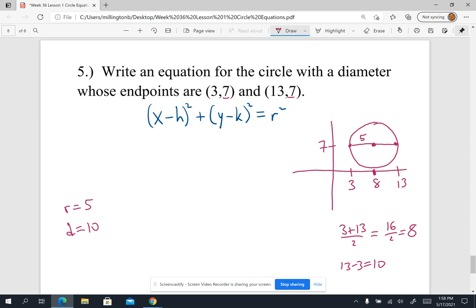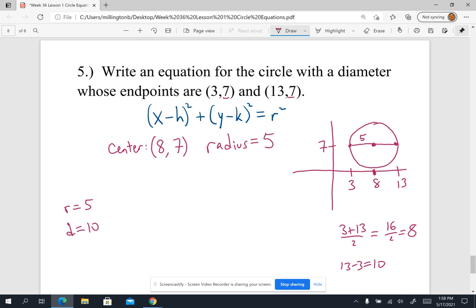So my center is at 8, 7, right? And I know it's 7 because that's a horizontal segment. And the 3, 7 and the 13, 7, those both have the same y value. So my center there is at 8, 7. My radius, as I just showed over here, right, I found out the diameter is 10, so I knew the radius was half of that, which is 5.